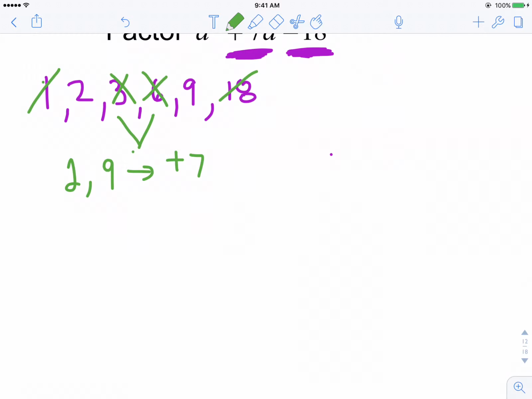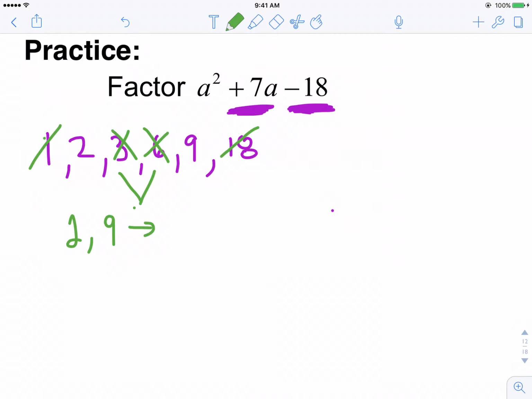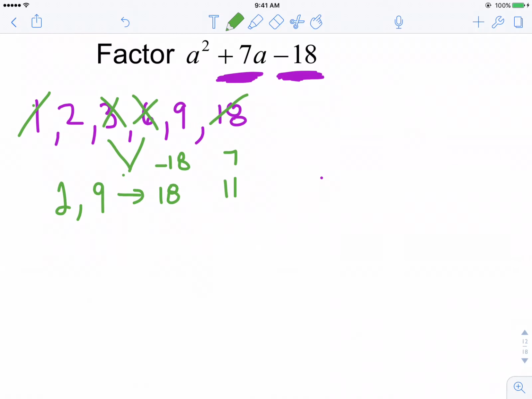So I play with 2 and 9. My product needs to be negative 18, my sum needs to be 7. If they're both positive, I'm going to get a positive 18 and I'm going to get 11. So they can't both be positive. One of them has to be negative, if not both. Well, let's try both negative. Negative 2, negative 9 gives me that positive 18 again, which is not what I want. I want negative 18. It also adds to give me negative 11, so it's still wrong.